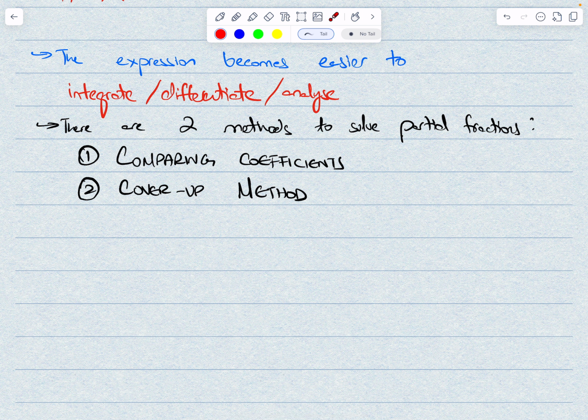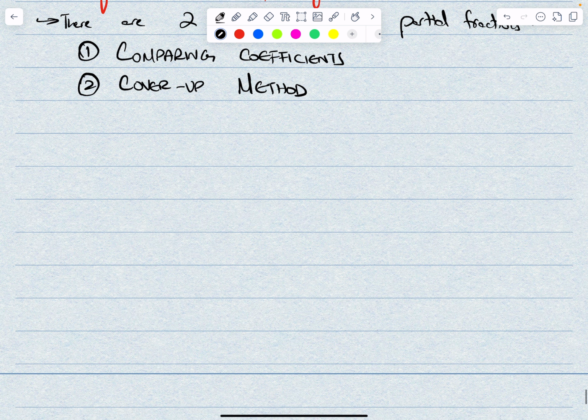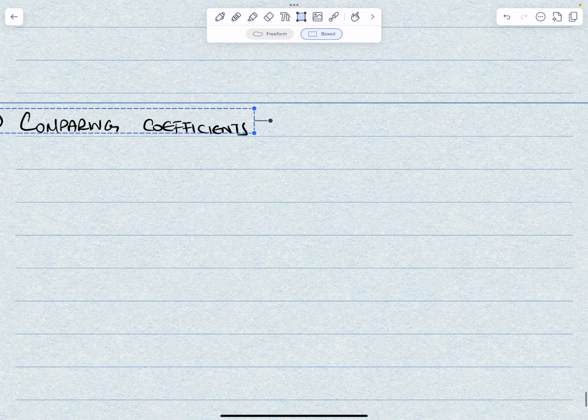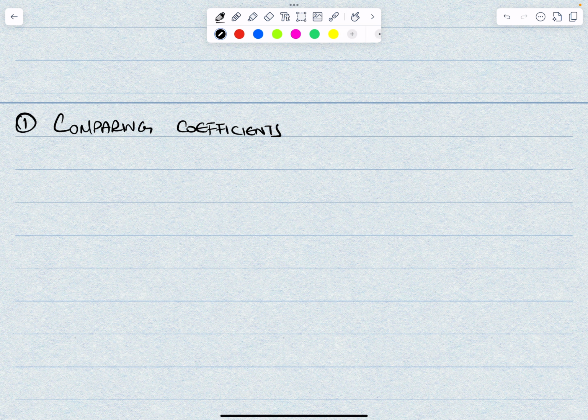And there are two main methods to solve partial fractions. The first of which is comparing coefficients, which you might be familiar with, and the second method is a shortcut derived from the first method. That's called the cover. First of all, let's look into the first method. I'll copy this and I'll paste this. So now, how do we apply it? We'll take an example.